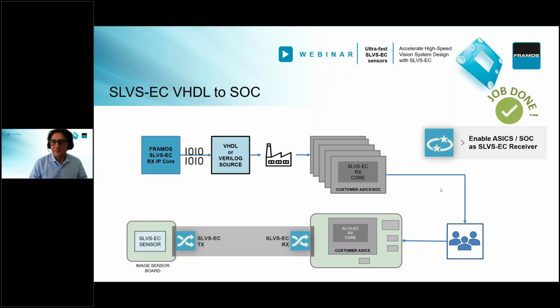This is another very interesting case, more than exotic. We have seen some SoCs that do not have an SLVS-EC receiver, but we have the IP core. We can provide the IP core in source, in the format of HDL or Verilog. The ASIC manufacturer can then put the SLVS-EC receiver core on their own ASICs, then sell the ASICs to the customers, and the customer can build a receiver board which natively supports SLVS-EC as a receiver. And this allows connecting the image sensor board directly to the SoC.